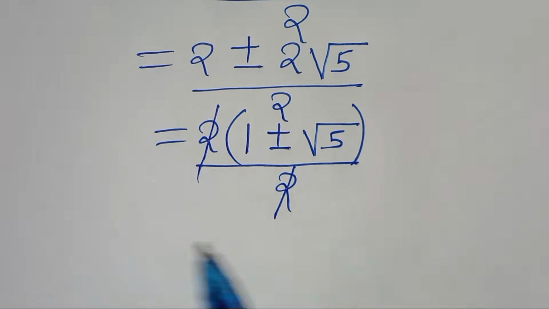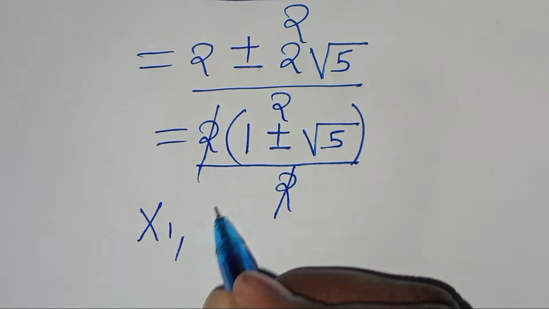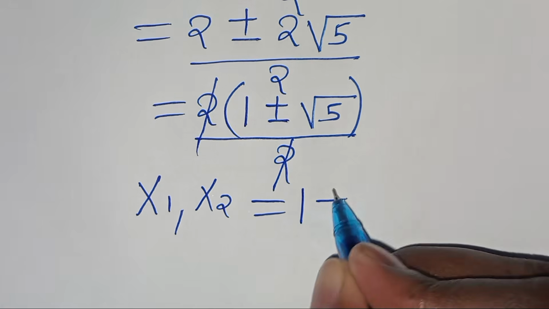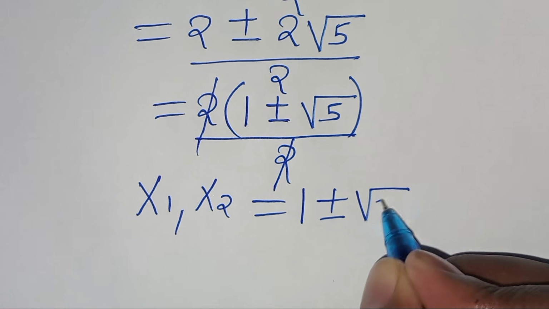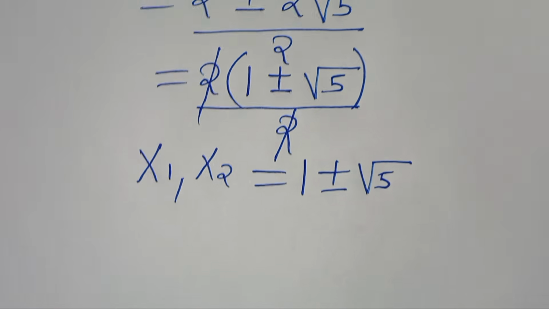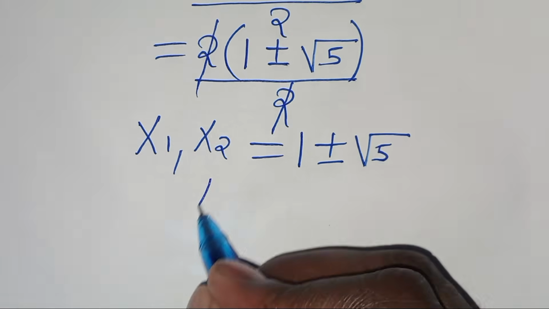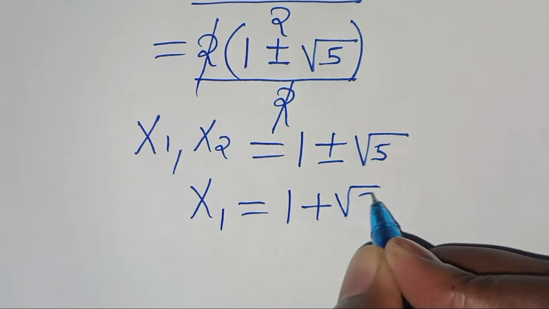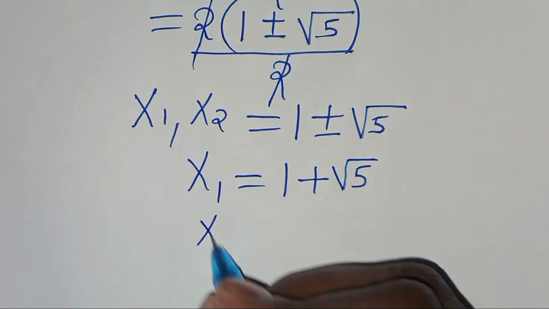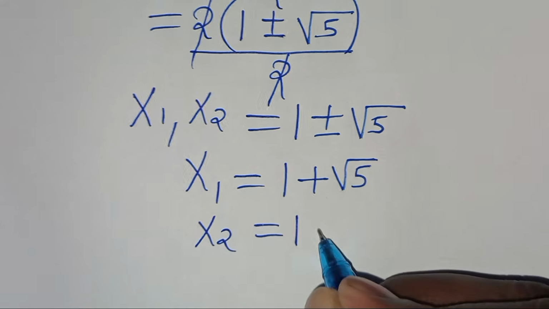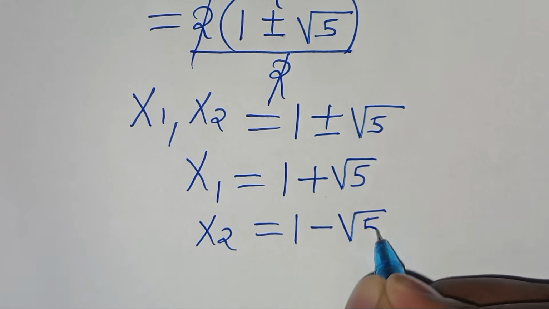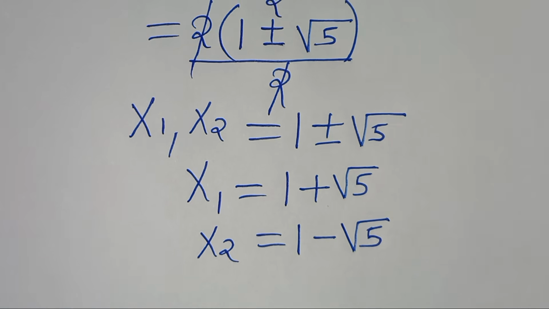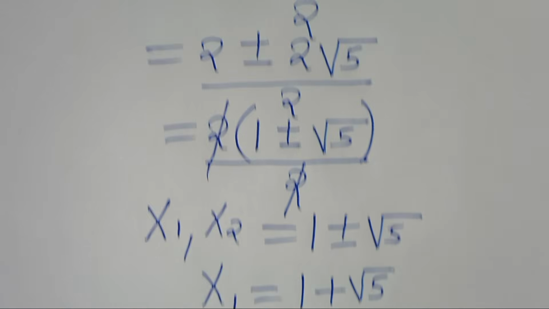So this means that x1, x2 is equal to 1 plus or minus square root of 5. So therefore, we have x1 equal to 1 plus square root of 5, and x2 equal to 1 minus square root of 5. And these are the solutions to this algebra problem.